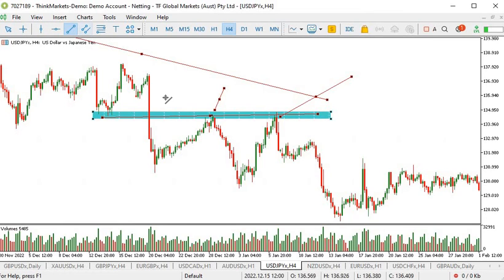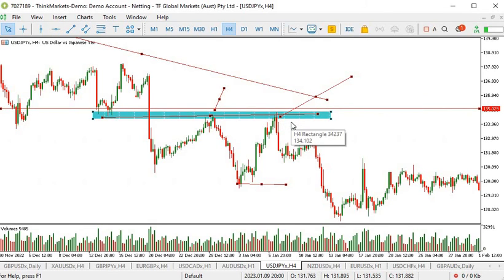What is the third question in this approach? The third question is exit. Where should we exit? As I said, we should always target the key lows or the key highs. Here the key low is this area. So let's say we should have placed our SL above this engulfing bar.